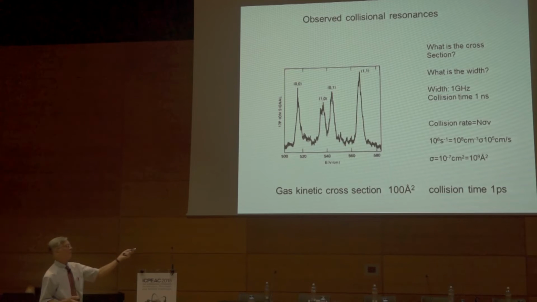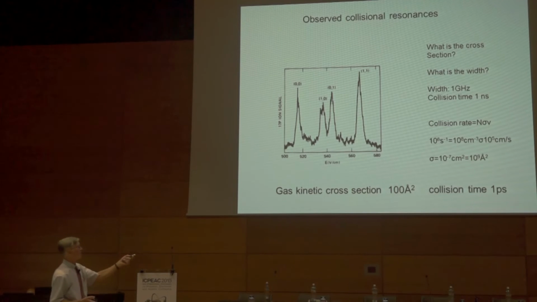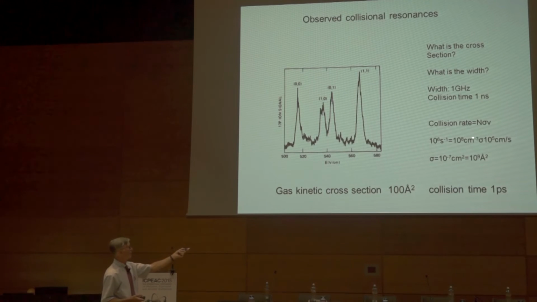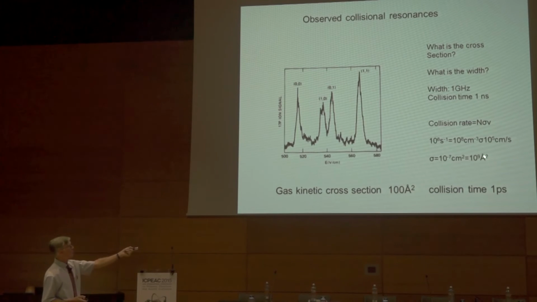It's not obvious what the cross-section is, but in fact, you know that the rate of the collisions is the number density times the cross-section times the velocity. You know the rate, you know the number density, you know the velocity, and so you can find that the cross-section is 1 billion square angstroms. So here we have 1 billion square angstroms and a collision time of a nanosecond, versus typical gas kinetic cross-sections of 100 square angstroms with collision times of a picosecond.